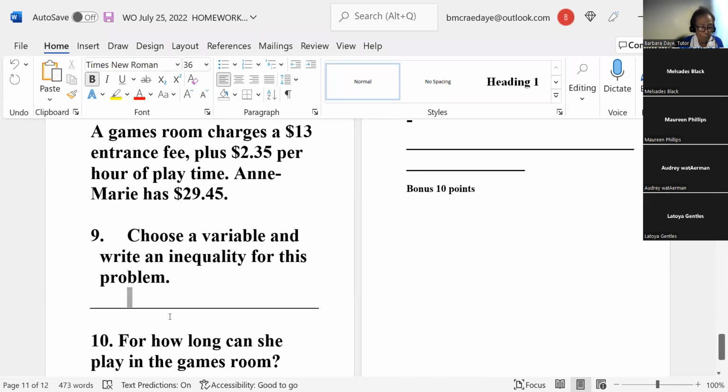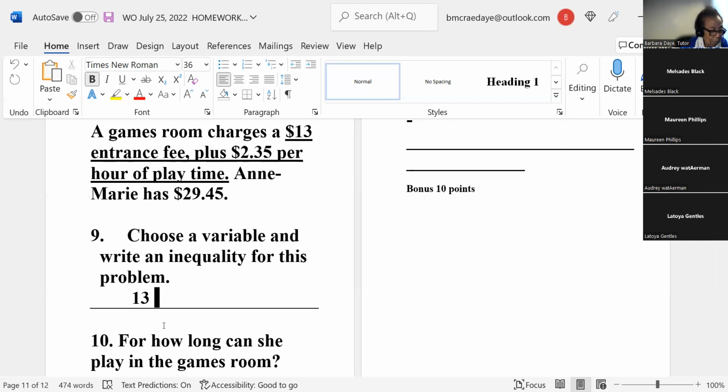I write the greater than, was the 29.45. No, but you had a fixed interest plus a variable based on hours per time. Okay. And so how did you write that? $13 plus what? I put less than. No. What was the 13 added to, Audrey?